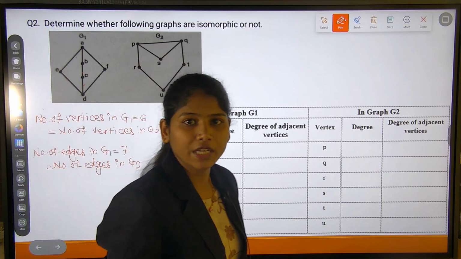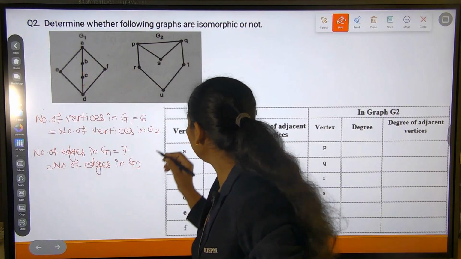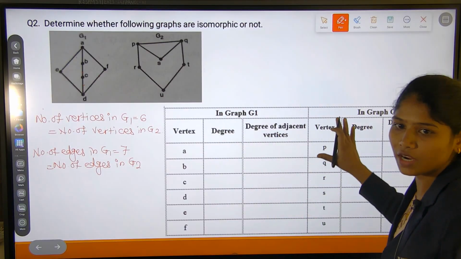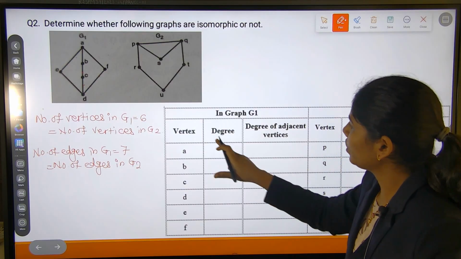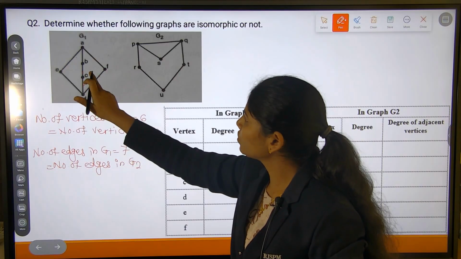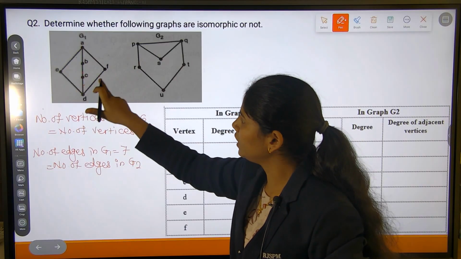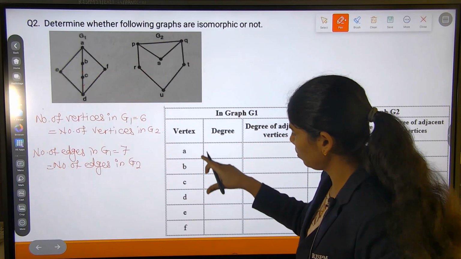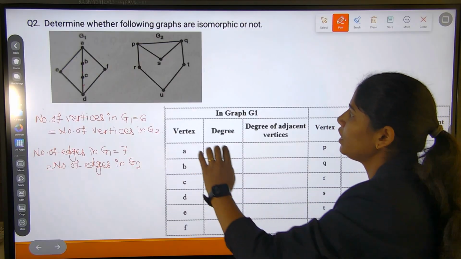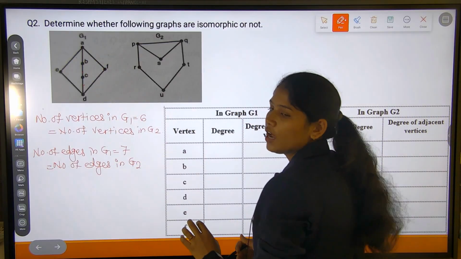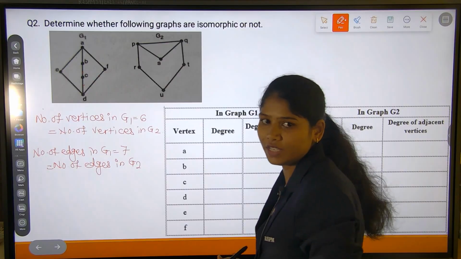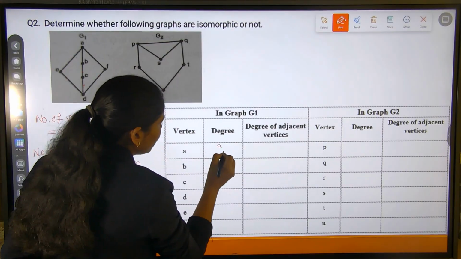Next, we need to check the degree sequence. Okay. So, for that, prepare a table for graph G1 and for graph G2. So, write down the vertices of graph G1. Graph G1 has 6 vertices A, B, C, D, E and F. So, write down all the vertices here, then write down the degree of each vertex. So, here vertex A has 3 adjacent edges, therefore, vertex A has degree 3. So, write down here 3.